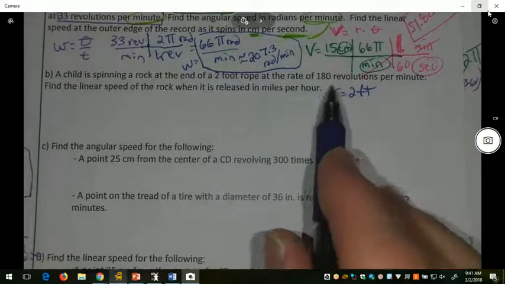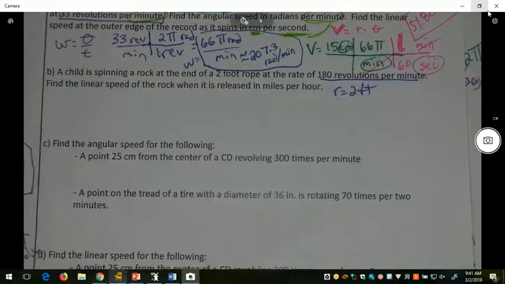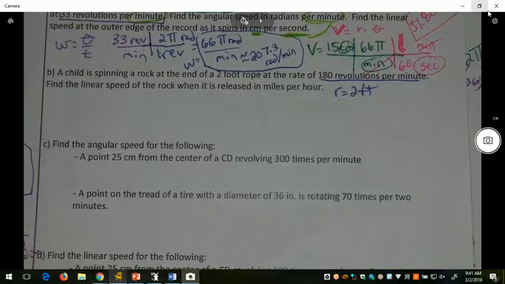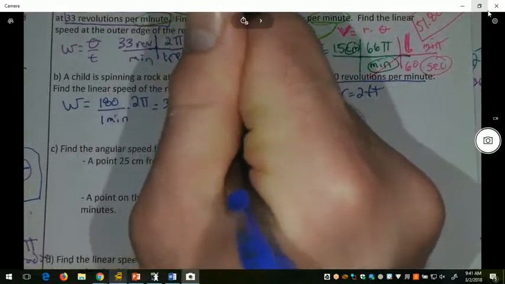The rate of 180 revolutions per minute. What's that going to help us find? The angular speed. So our angular speed will be the 180 revolutions per minute times 2 pi. That'll give us radians per minute. This is 360 pi radians per minute.